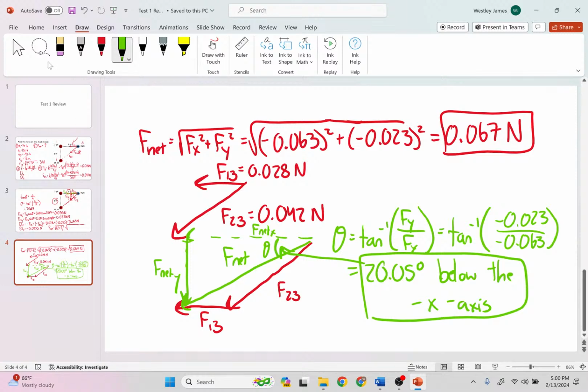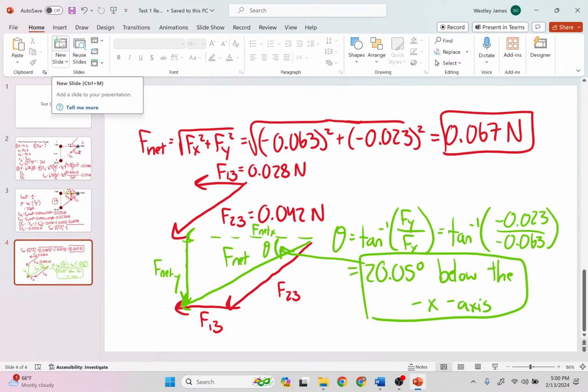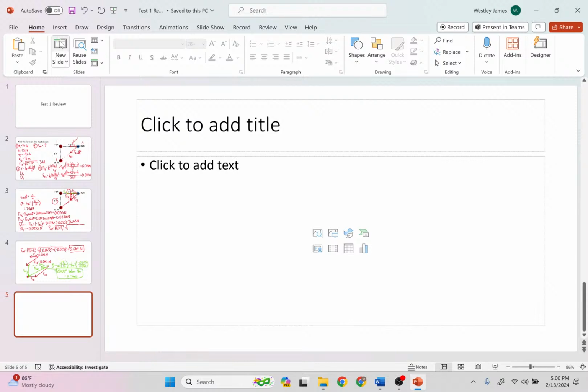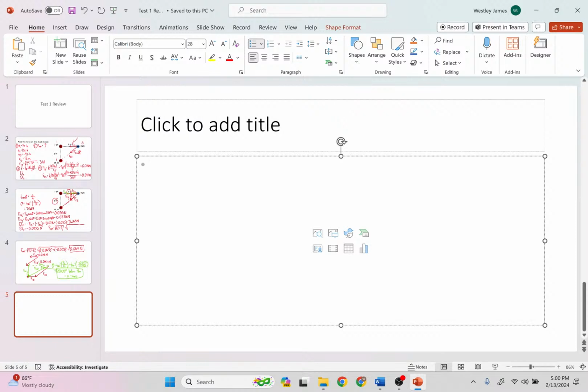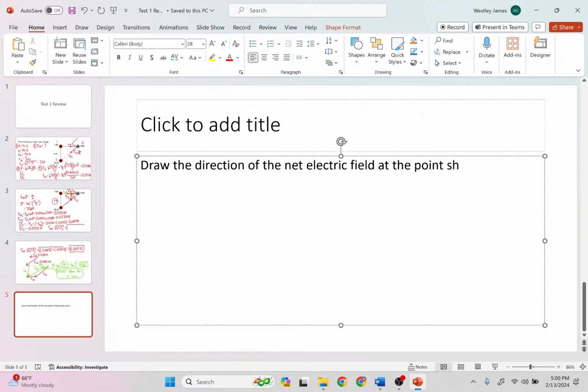All right. Let's do some more vectors, but no math. Let's spare ourselves some math. All right, so this one I'm just going to draw some things. Draw the direction of the net electric field at the point shown below.